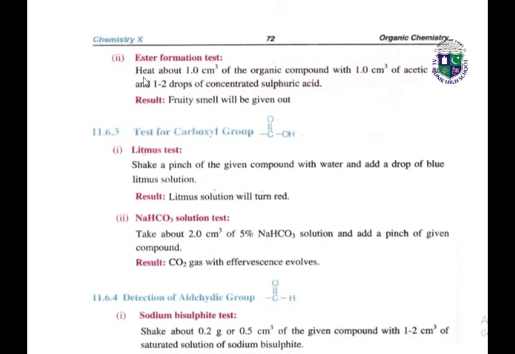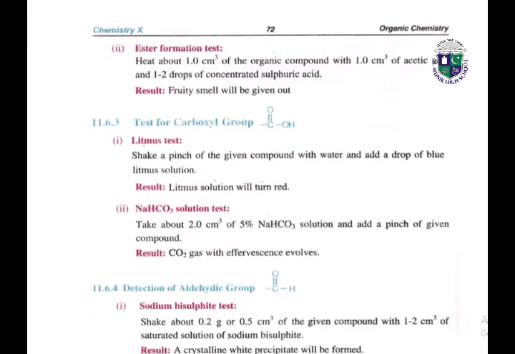Next, ester formation test. Heat about 1.0 centimeter cube of the organic compound with 1.0 centimeter cube of acetic acid and 1 or 2 drops of concentrated sulfuric acid. What will be the result? Fruity smell will be given out.